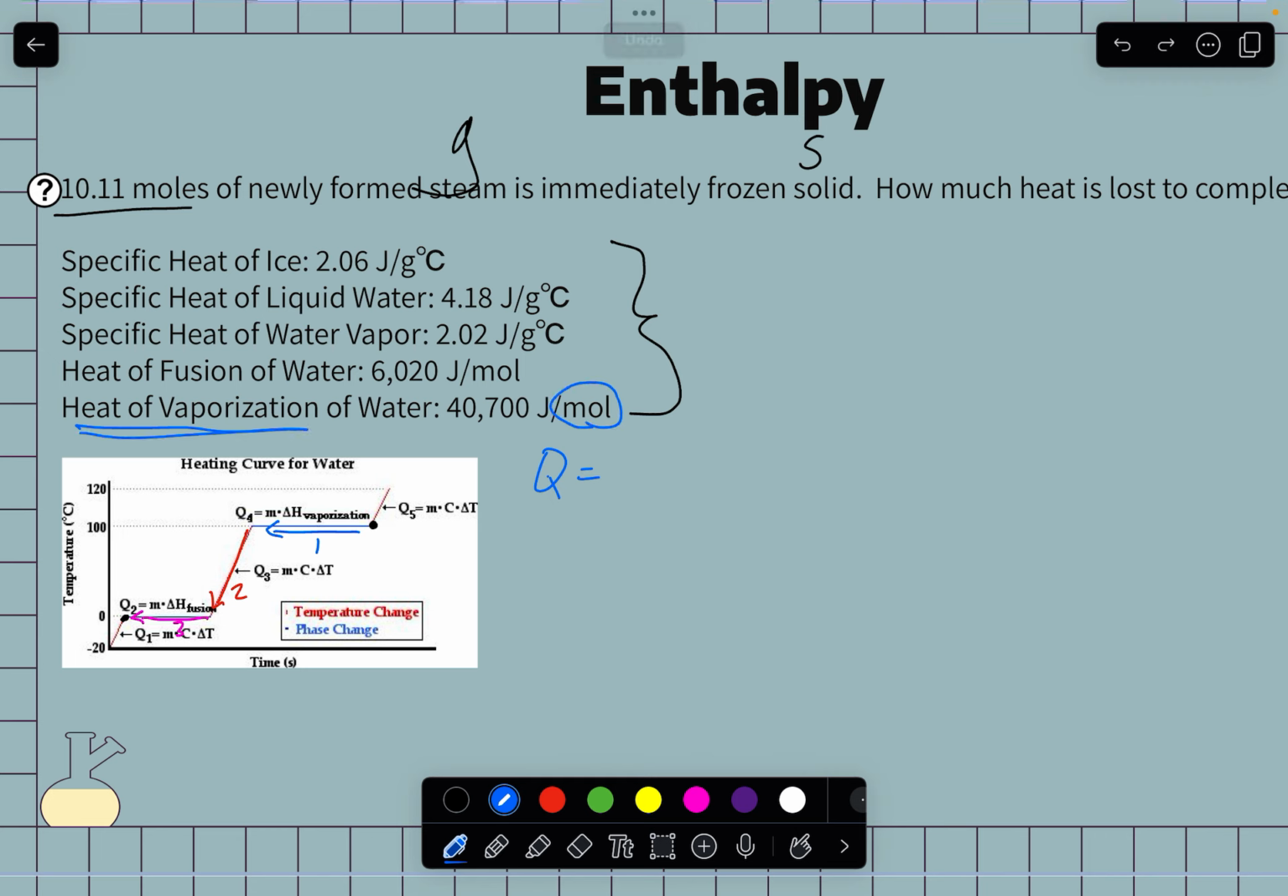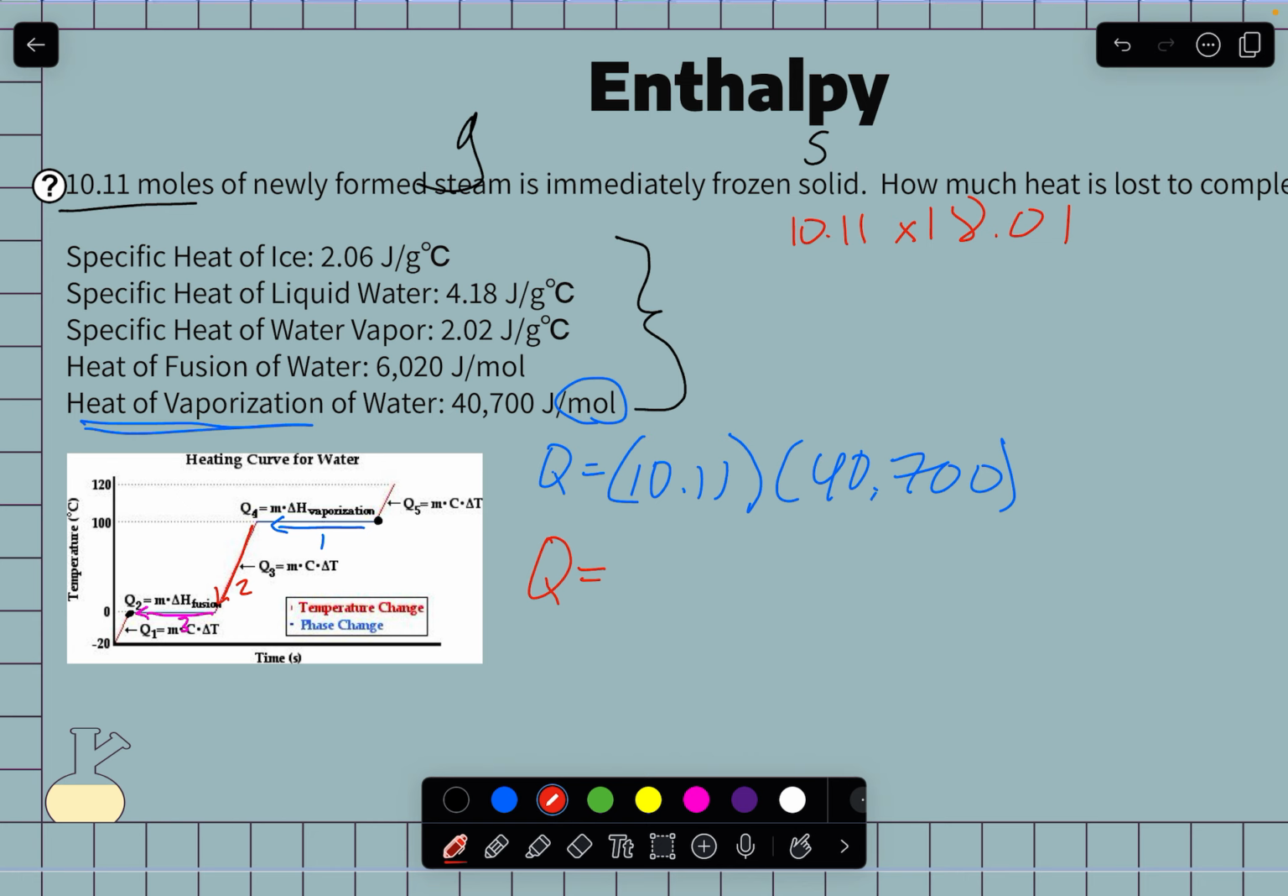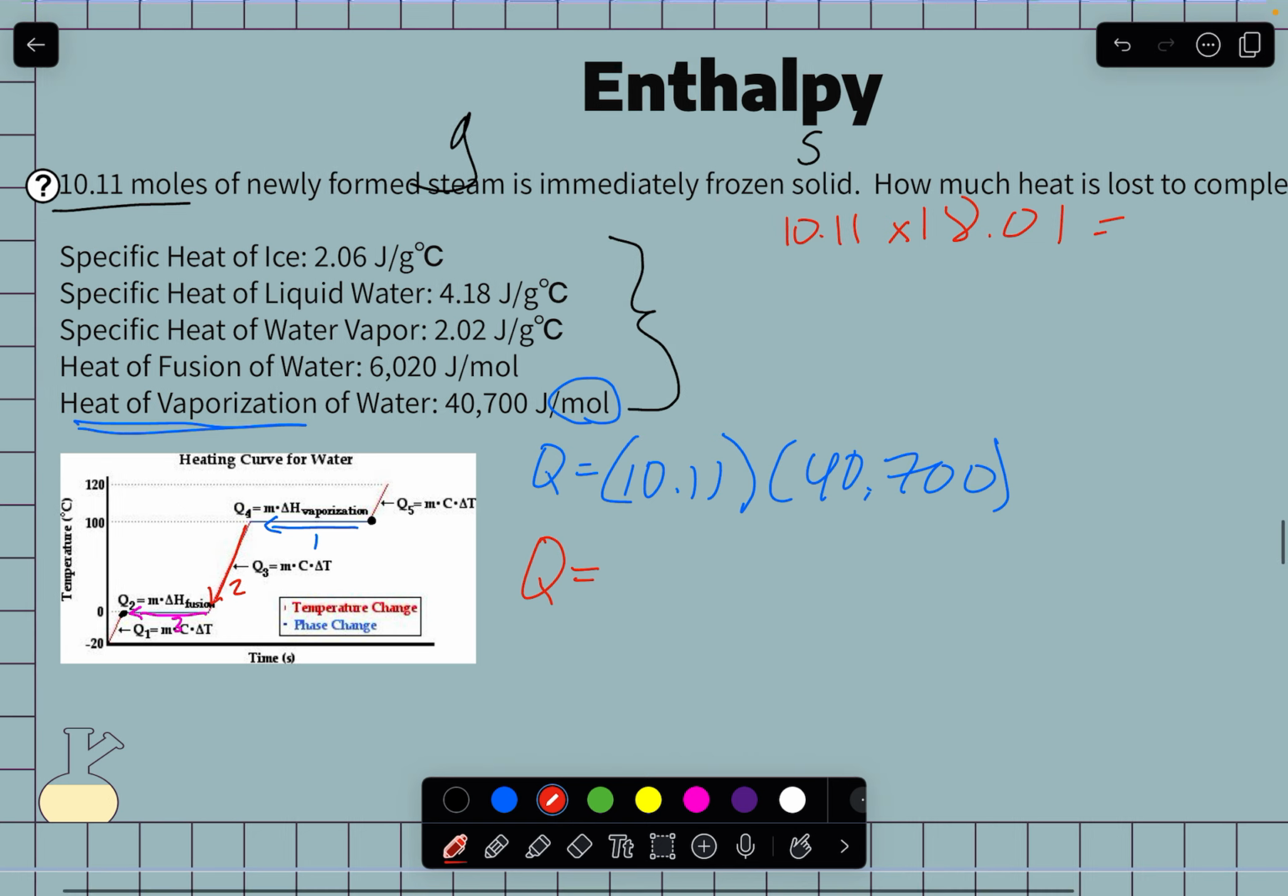Okay, our second step is Q equals MC delta T. Okay, be careful here, our C is in grams, but we have moles. So to find grams, we need to do our 10.11 times our 18 to find the number of grams that we have. Okay, so that should give our 18.01, I believe it is, for water. Let me do the math real quick. So 10.11 times 18.01 gives us a mass of 182.08 grams.